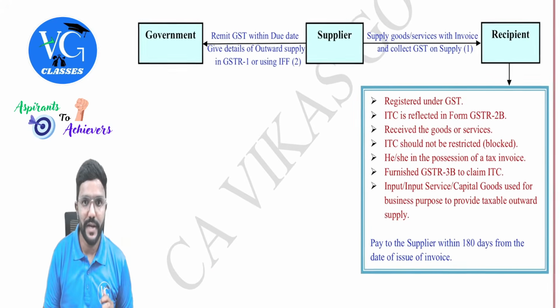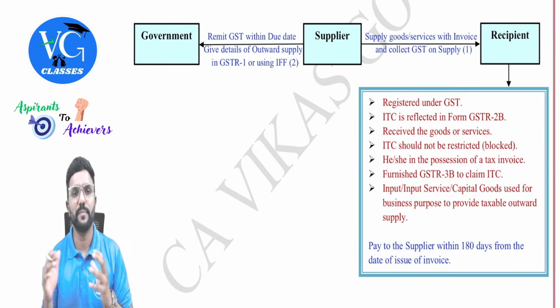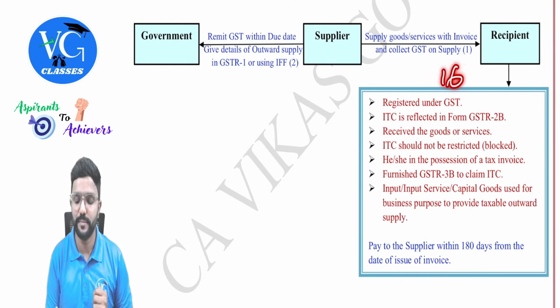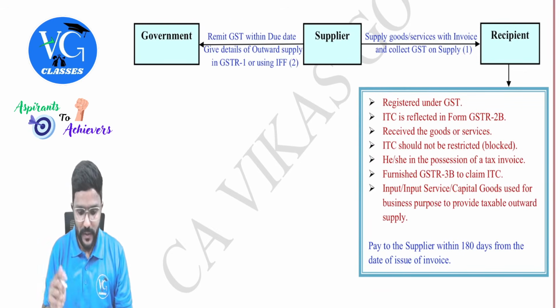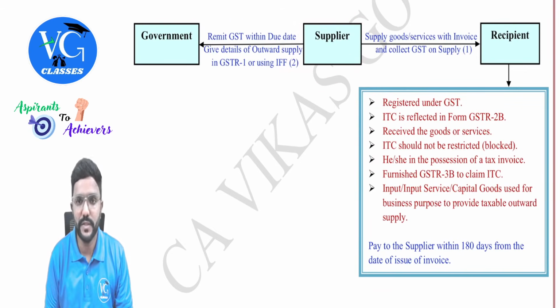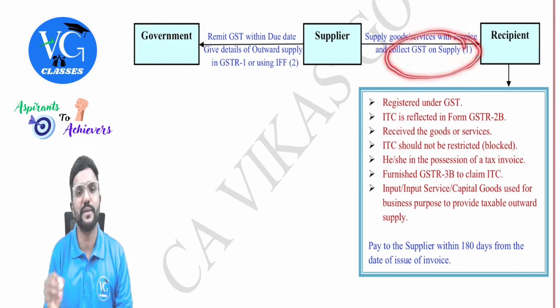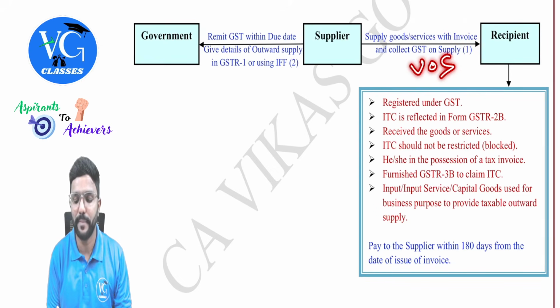Yeah. So here I have given whatever provisions are covered in section 16, guys. Majority of them I have covered here. So what is it? We will see. The supplier has supplied the goods or services to the recipient, and he has given the goods or services along with the invoice, that is the tax invoice, to the recipient. And he has collected GST on the supply, that is the value of supply plus GST.